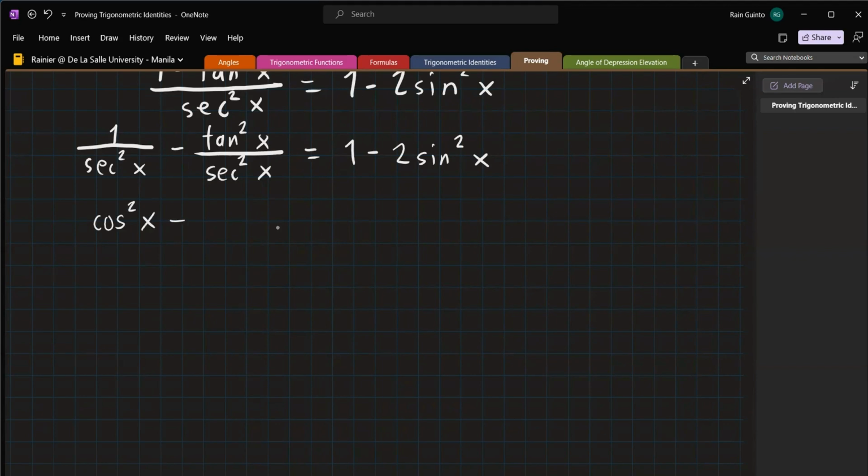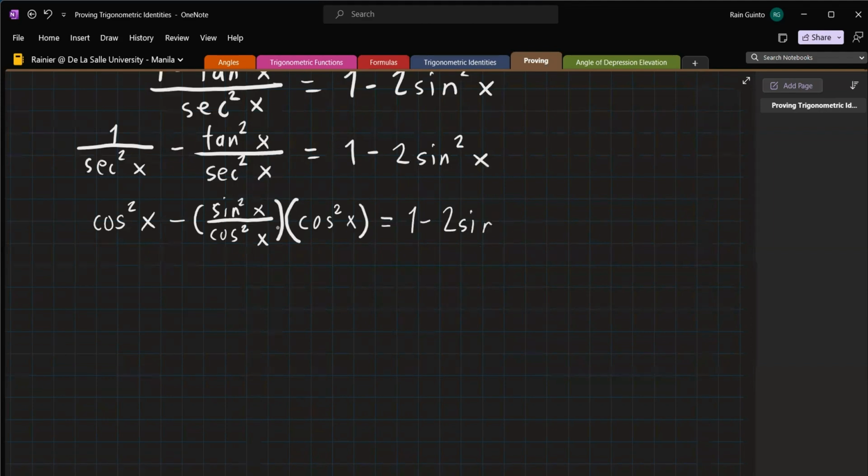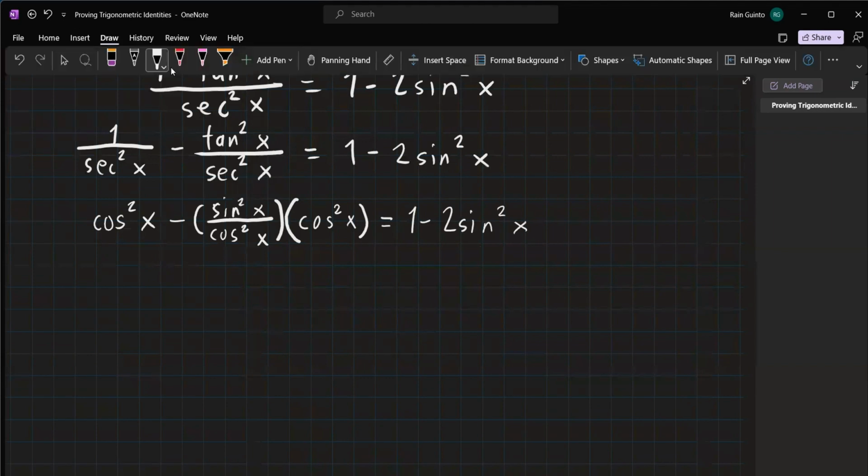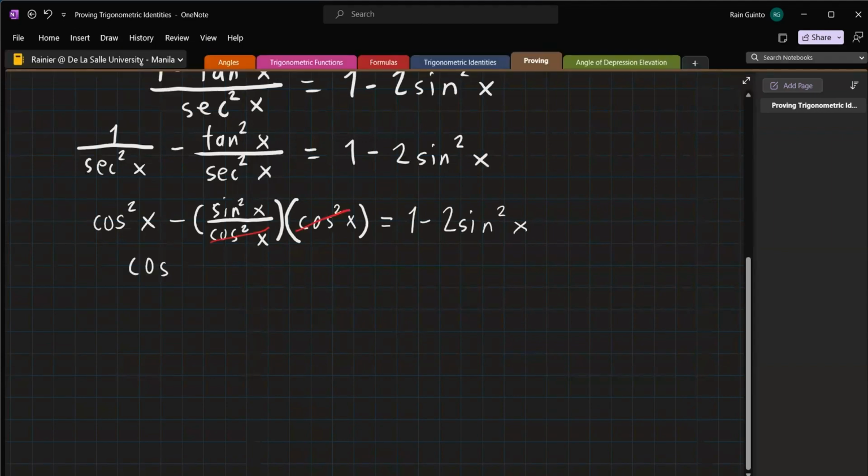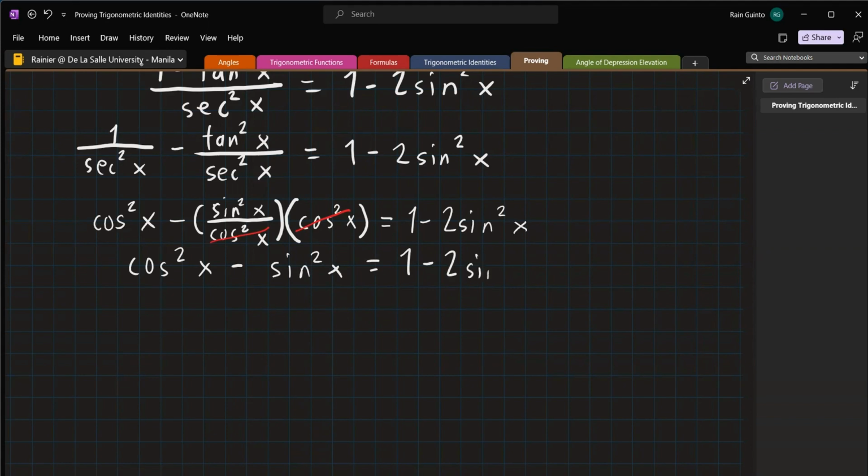And as for this one, recall first that tangent squared x is equal to sine squared x over cosine squared x, while secant squared x is basically the reciprocal of cosine squared x. So having it divided by secant squared x is equal to multiplying the expression by cosine squared x, like this. So now, notice that we can cancel out. So we have now in the left-hand side of our equation, cosine squared x minus sine squared x equals 1 minus 2 sine squared x.